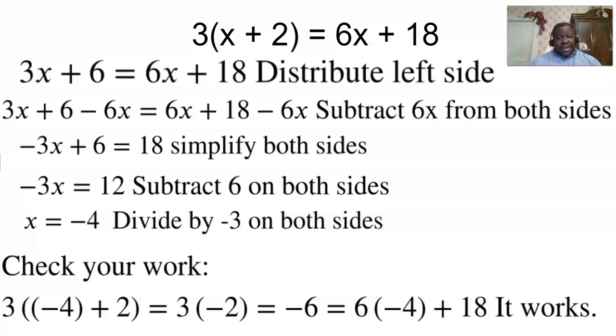Let's check the right-hand side. 6 times -4 is -24. -24 plus 18 is also -6. So since the left-hand side and the right-hand side are equal, it does work and our solution is valid.